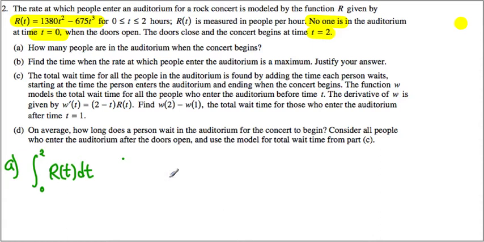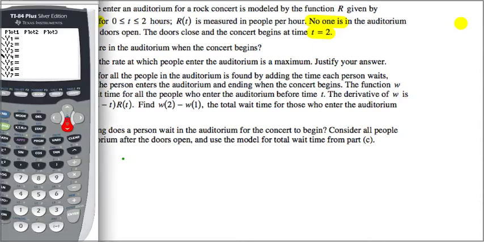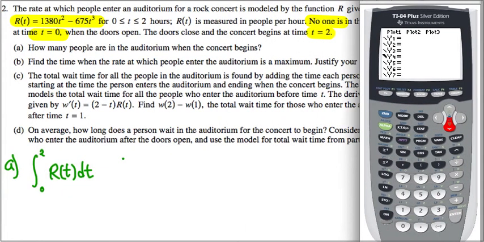Let's put this into the calculator. Right over here, we have 1380 x squared minus 675 x to the third power. So that's basically what we have. Window 0 through 2. Okay.